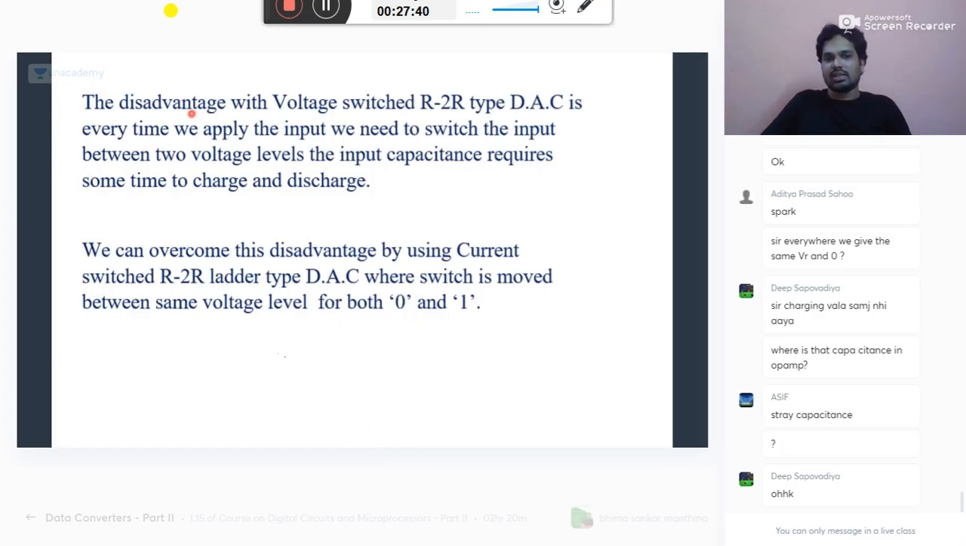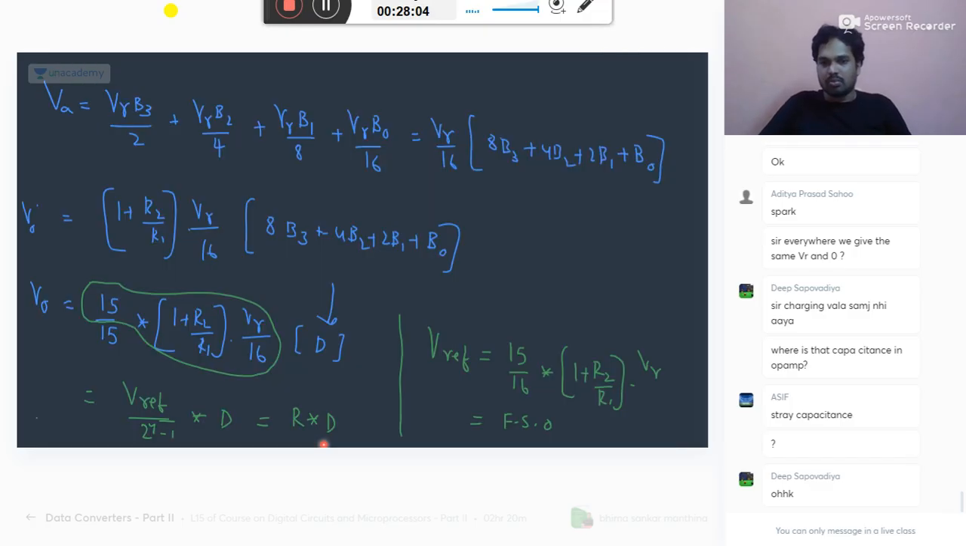Read this. The disadvantage with the voltage switched R-2R DAC is that every time we apply the input, we need to switch the input between two voltage levels. The input capacitance requires some time to charge and discharge. We can overcome this disadvantage by using a current switched R-2R ladder type DAC, where the switch is moved between the same voltage level for both 0 and 1. I will discuss that. Before that, let's do one problem which will give you a better feel.